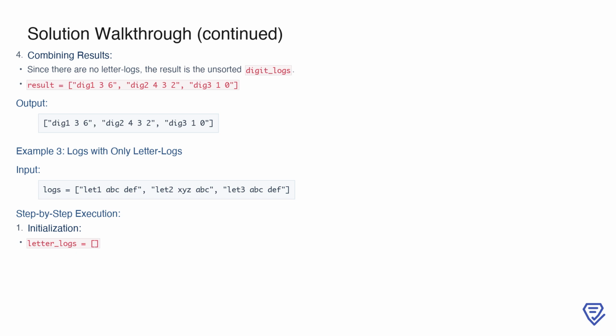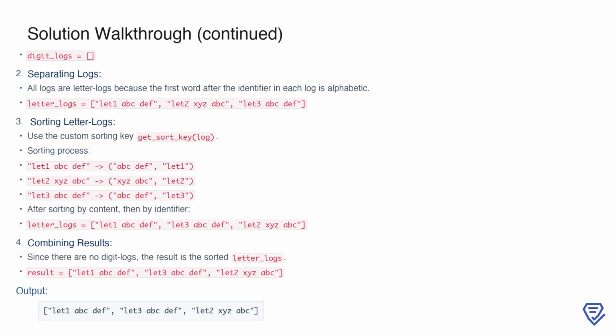This demonstrates how digit logs are always preserved in their original sequence, regardless of the presence of other types of logs. Next, we will examine an example with only letter logs to see how they are handled when no digit logs are present. In this example, all the logs are letter logs.